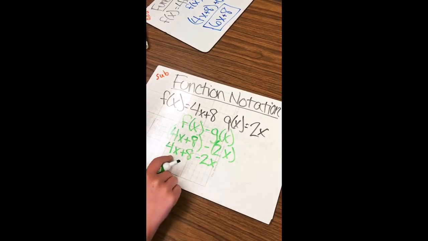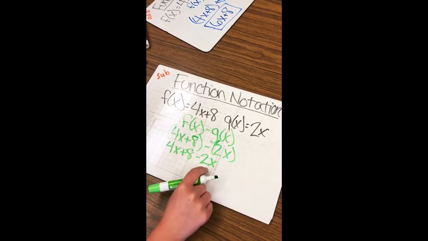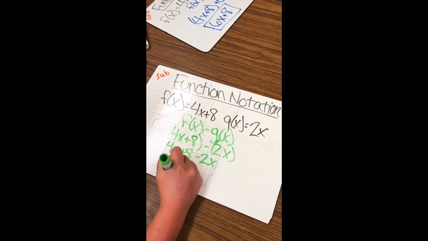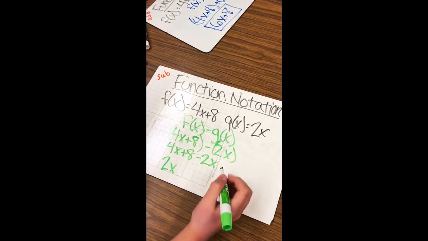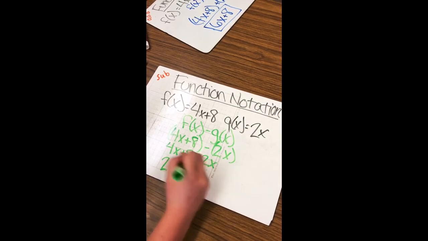Then again, I'm going to combine the like terms, which are 4x and negative 2x, which is just 2x. And again, 8 doesn't have any like terms, so it just stays 8.